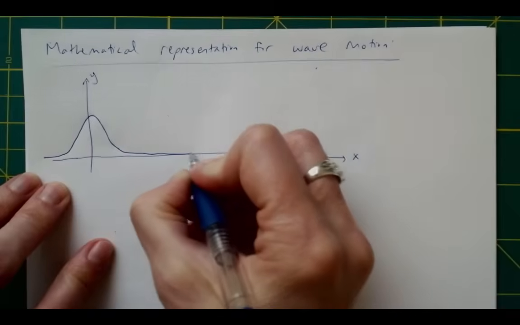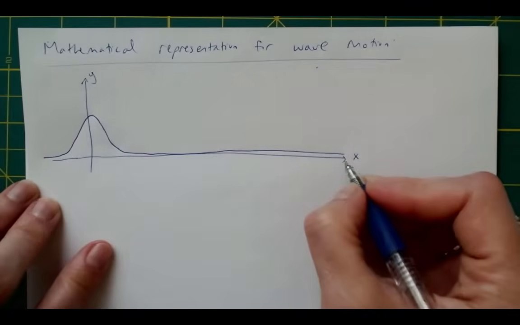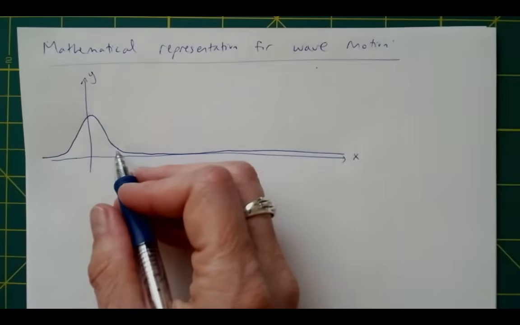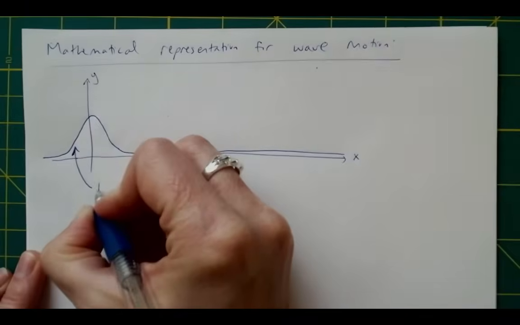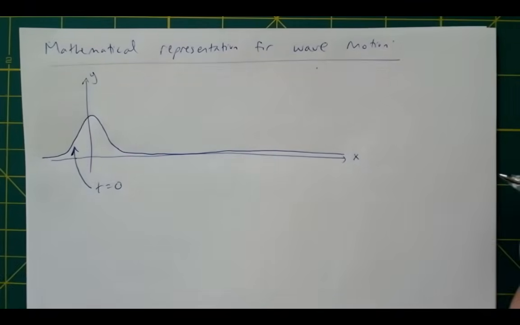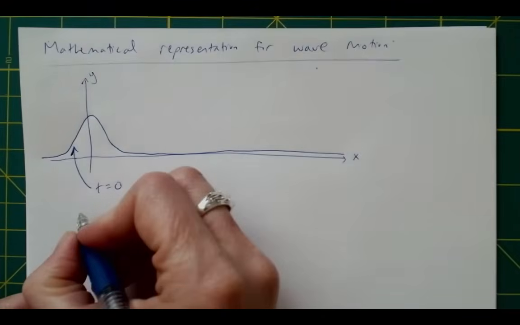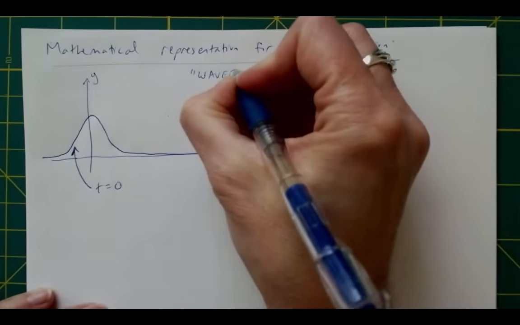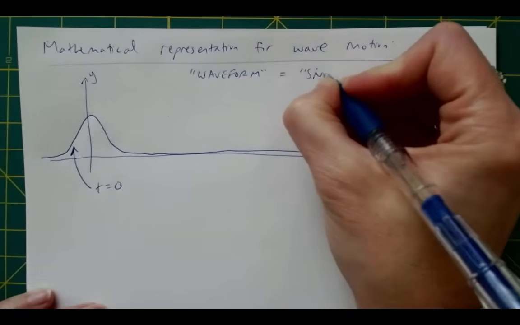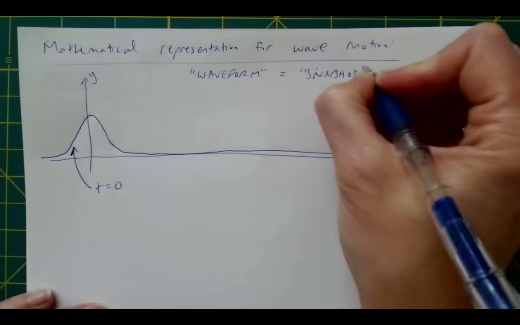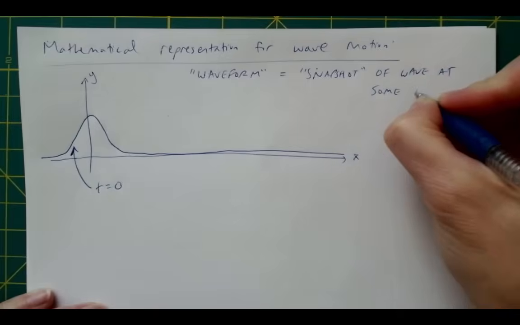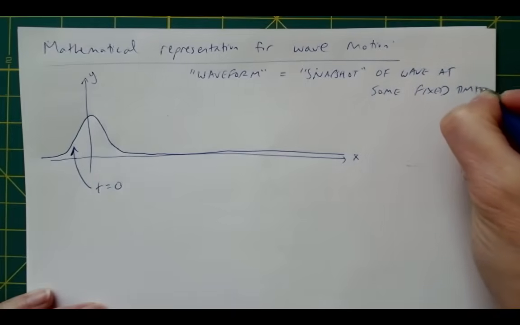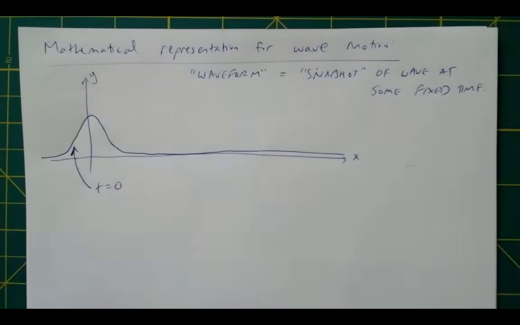So let's say that it might look something like this. Here's my string, and I shook it up and down one time, and then I created this pulse on the string. If I take a picture of what it looks like at t equals 0, then I can take this snapshot, which is also called a waveform, again the idea of just taking a picture of the wave at some fixed time. And that's what we call the waveform, because it's the form of the wave. It's the shape that the wave takes on.